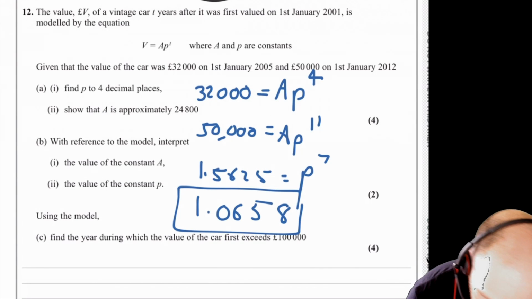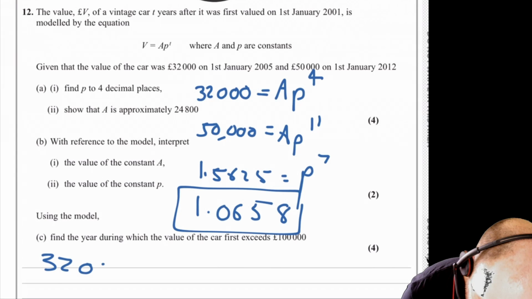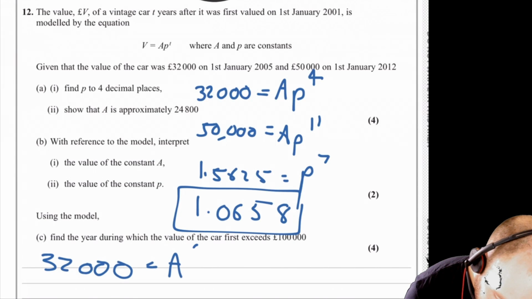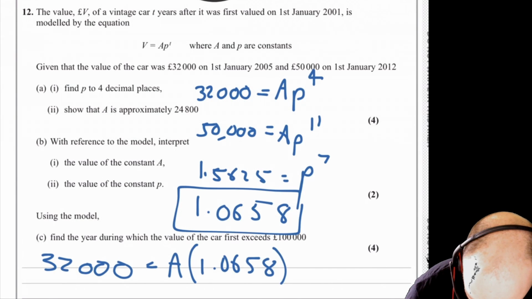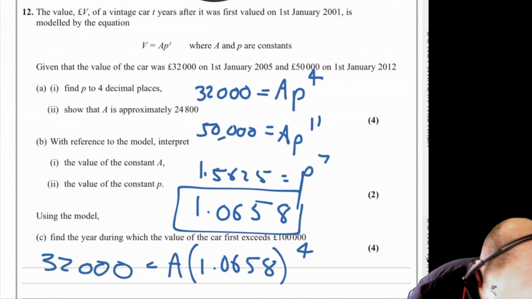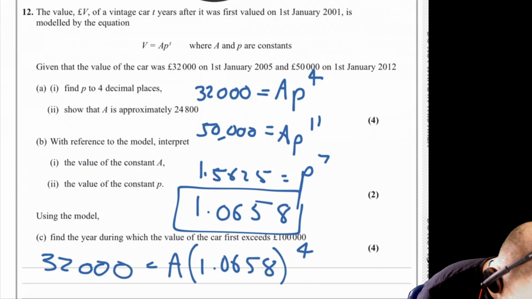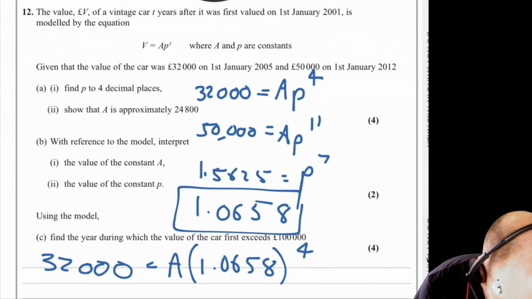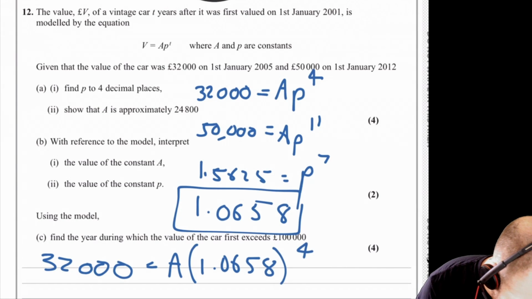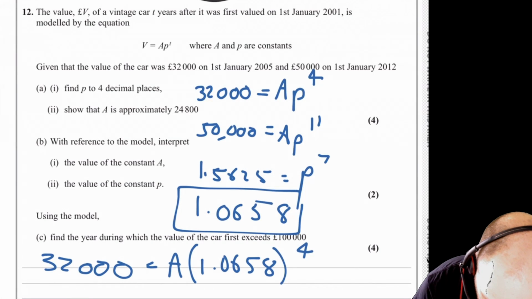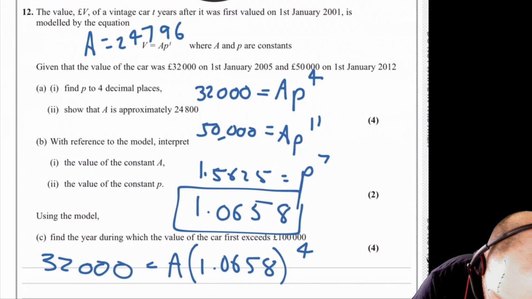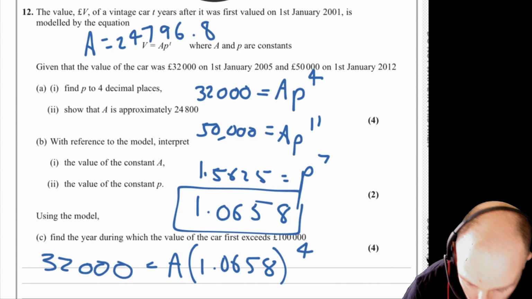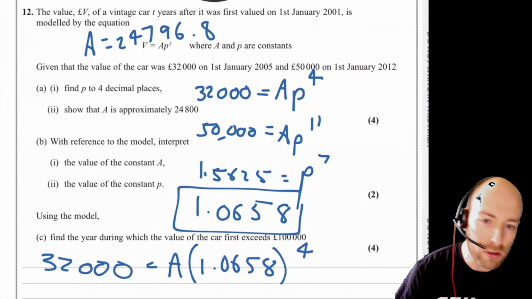So we're going to put that back into either equation. So 32,000 equals A times 1.0658 to the power 4. So do that to the power 4. Then do 32,000 divided by your answer. And we get A is 24796.8, which is approximately 24,800.